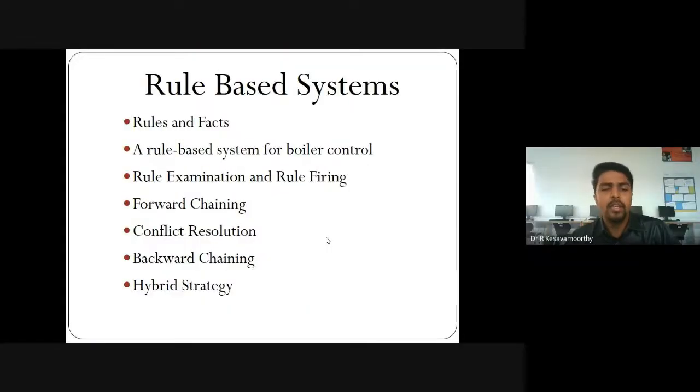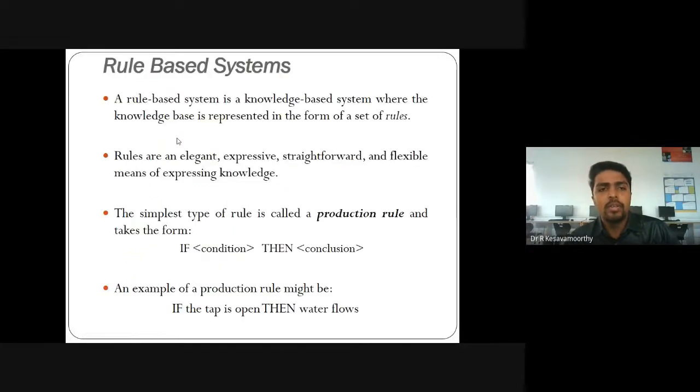I'll just share another screen wherein you can see the things related to rule based system, and that is what our next topic is all about, because in last class we discussed about the knowledge based system, and now we are going to see about the rule based systems. What is it? It is going to include these things, starting with the rules and facts, and that's what we are going to see now.